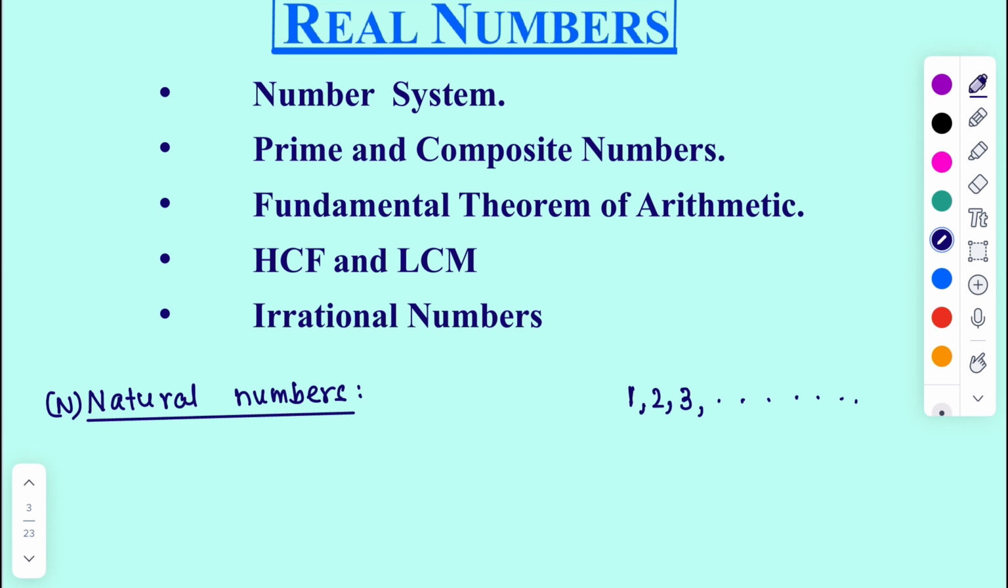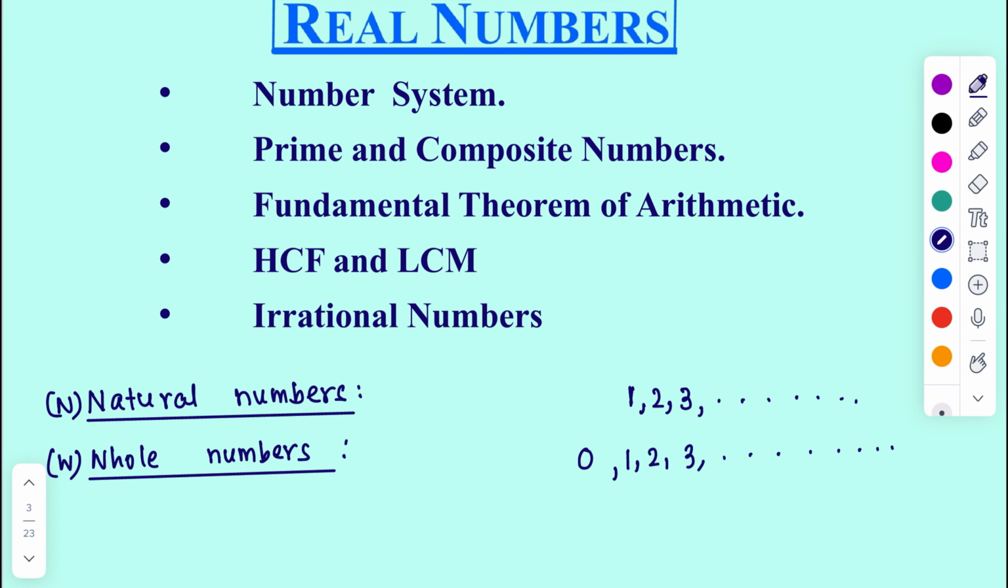And next is whole numbers. All natural numbers belong to the whole numbers. That is, 1, 2, 3 are also whole numbers. That means all natural numbers are whole numbers, and in addition to it, 0 is there. The difference between natural numbers and whole numbers is this 0. Whole numbers are 0, 1, 2, 3 up to infinity.